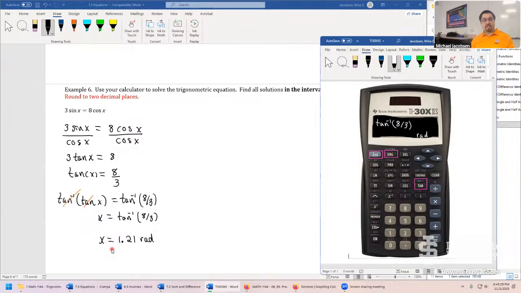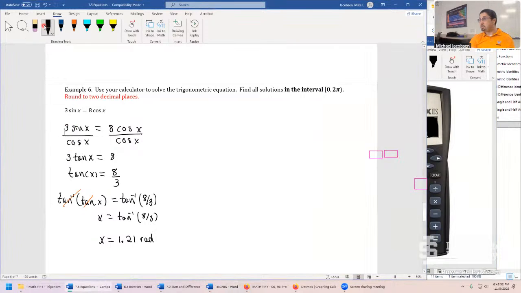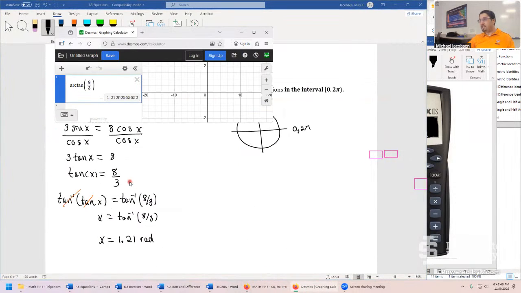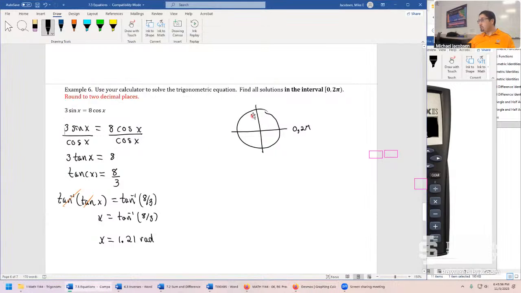Okay, now here's the trick to get the next solution. We're looking for solutions in the interval from 0 to 2 pi. So 0 up to 2 pi. And if we found 1.21 radians, you know it's not easy to plot that necessarily, but you can convert this angle, multiply it by 180 degrees over pi, and it tells you it's about 70 degrees. This gives you a good read of where it is. It's somewhere right around here. So this is the x equals 1.21 radians.